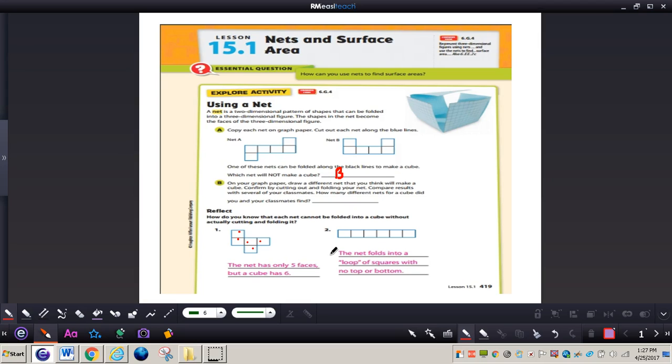Now let's take a look at number 2. We can see it has 1, 2, 3, 4, 5, 6 faces. However, if you were to fold this, the net folds into a loop of squares with no top or bottom. We know a cube has a top and a bottom. So that would not work either. So those are the 2 different reasons why they would not work for numbers 1 and 2.